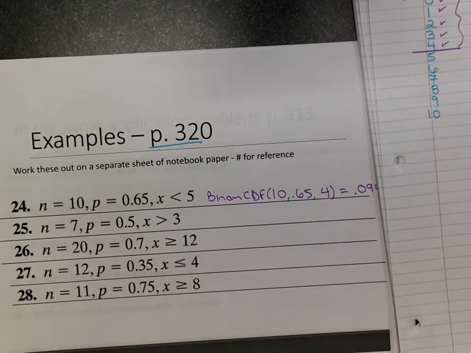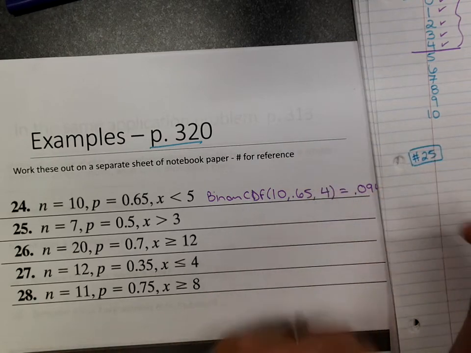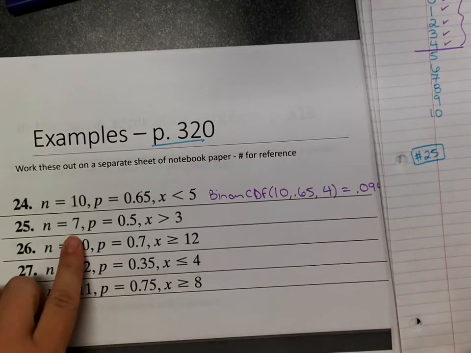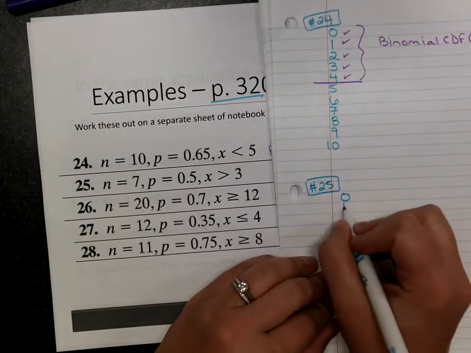Alright, so let's look at number 25, same approach. Number 25. This time our sample size is 7. So I'm going to list the numbers 0 through 7.